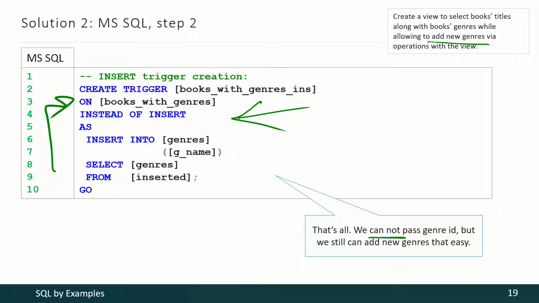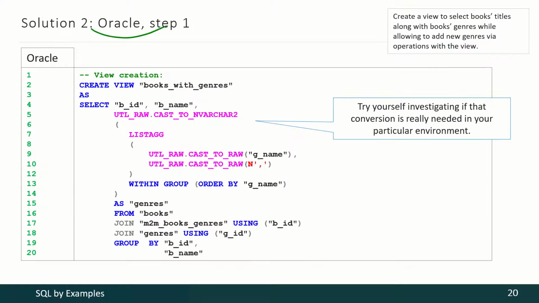Yes, we cannot pass genre ID because our initial view doesn't operate that ID, but we can still easily add new genres. That's because the genres table has an auto-incremented primary key, so the DBMS only needs the genre name to add the information into that table. For Oracle the approach is the same.